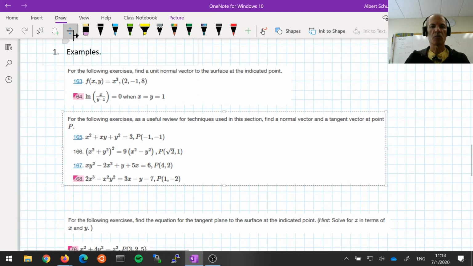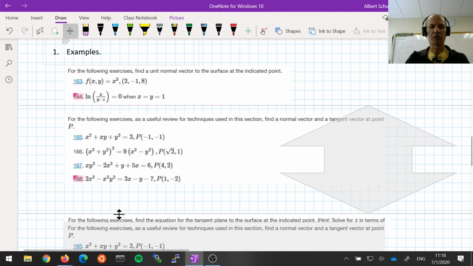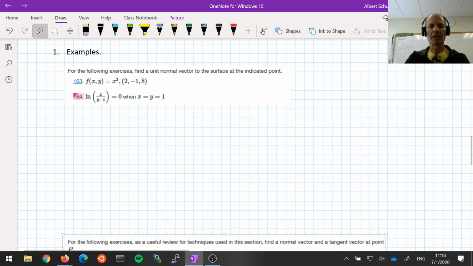In exercise 164, we'll start off relatively easily. We want to find the unit normal vector to the surface at the indicated point. Finding the unit normal vector is a lot like finding the normal vector to a plane. If you can write the tangent plane, then you can pick off the normal vector in the way that we used to back when we learned about planes.